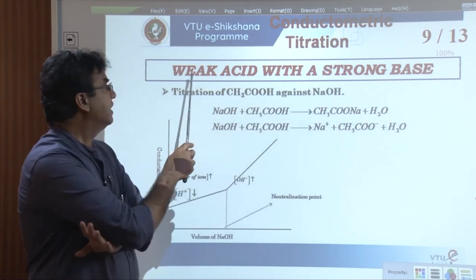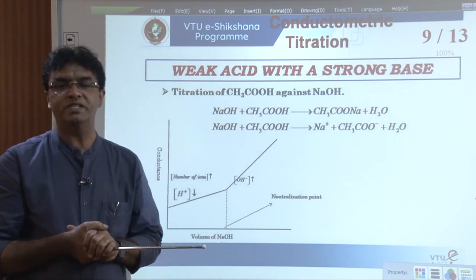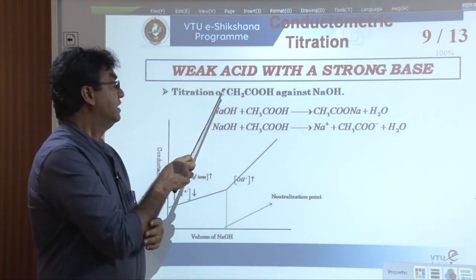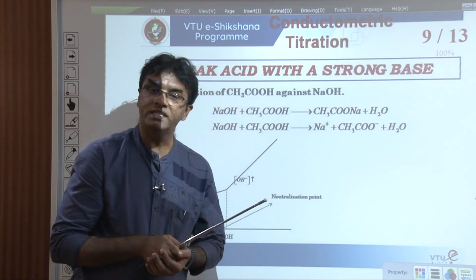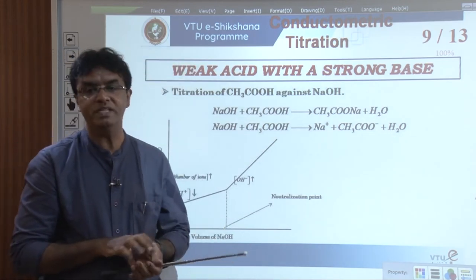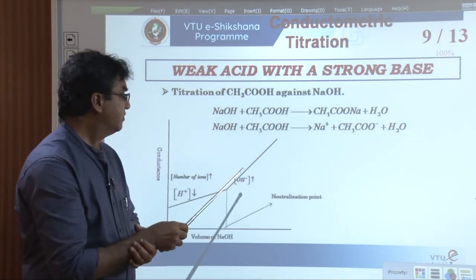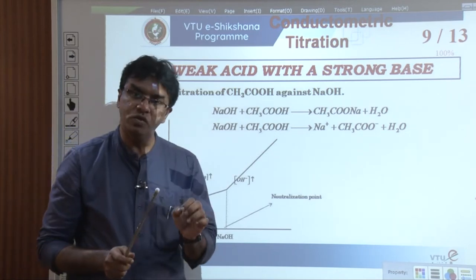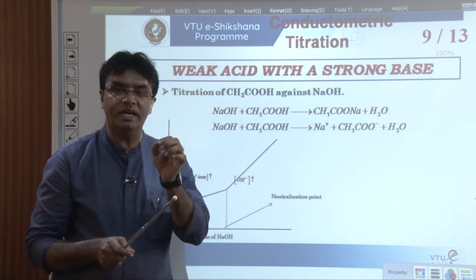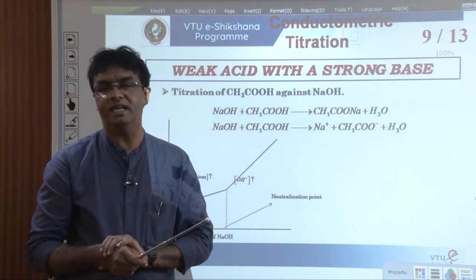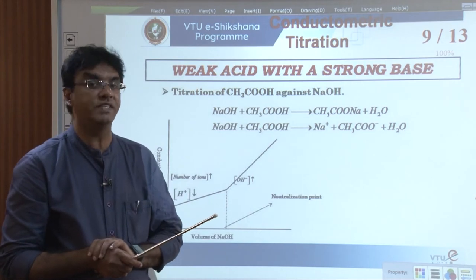Next is the conductometric titration of weak acid with a strong base. Here we take the example of conductometric titration of acetic acid against sodium hydroxide. Acetic acid is a weak acid, sodium hydroxide is a strong base. As usual, fill the burette with NaOH and take 50 ml of acetic acid in a beaker, and dip the conductivity cell. The moment you dip, the conductivity cell detects the specific conductance of acetic acid.